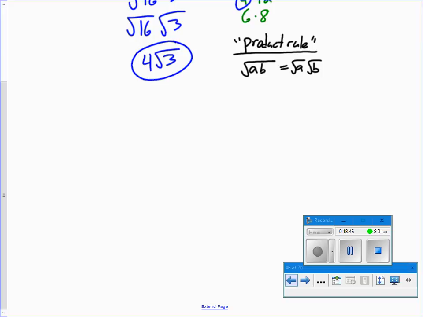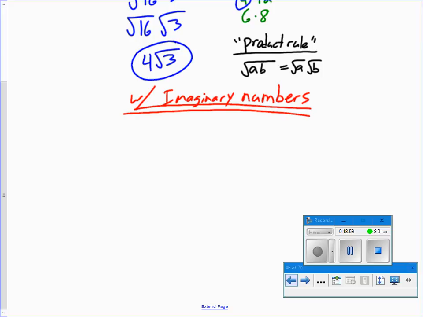So last we'll do here is an example where we have the same idea but with imaginary numbers. So with imaginary numbers, we're going to do an example, square root negative 72. I know this is an imaginary number because it's the square root of a negative number. Right? There's no real number we can multiply by itself and get a negative. So that's how we know this is imaginary.